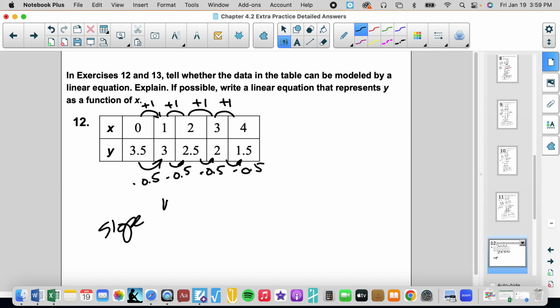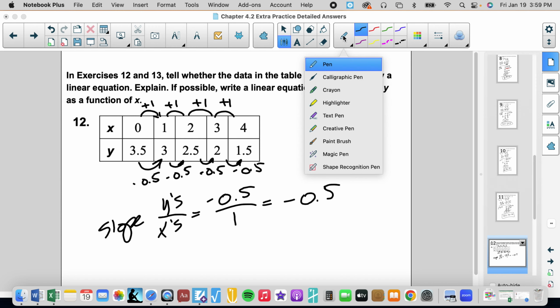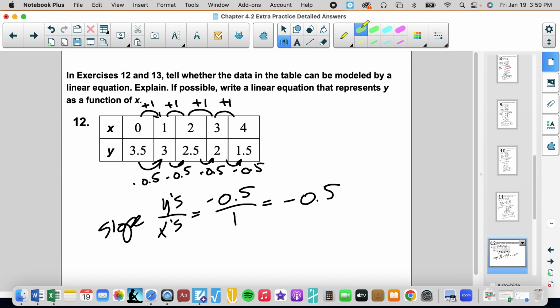So those increments are consistent because the slope is going to be the difference in y's over the difference of x's. So we would get -0.5 over 1, which equals -0.5. And that is the same relationship for each of them. It's the y over the x. So each of those simplifies to -0.5.